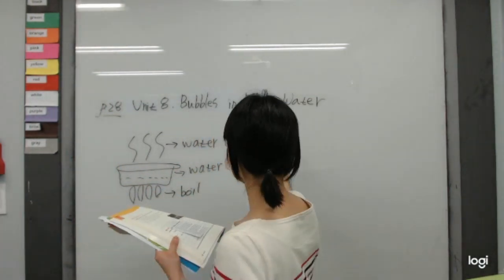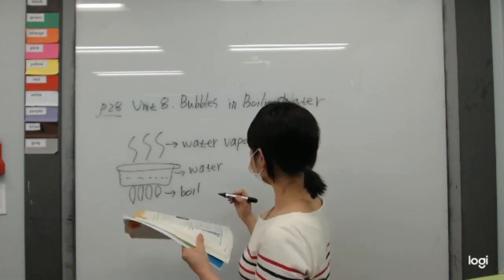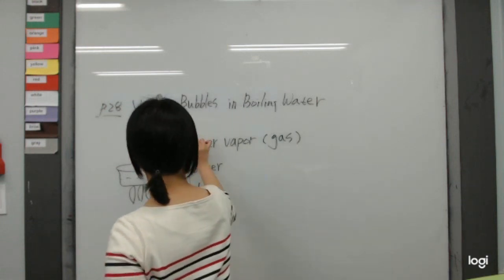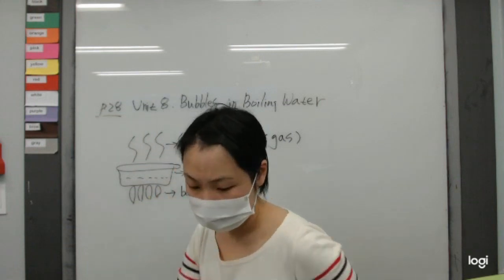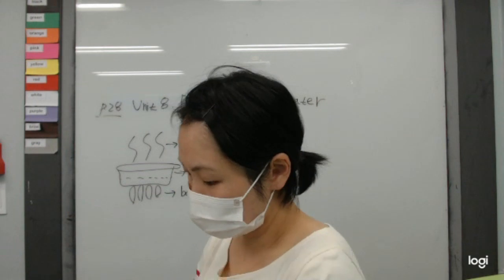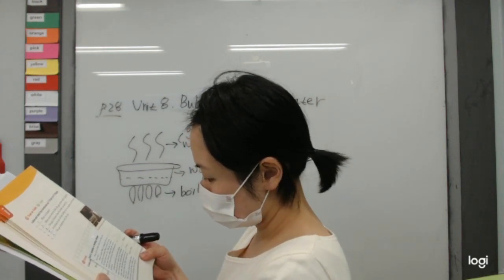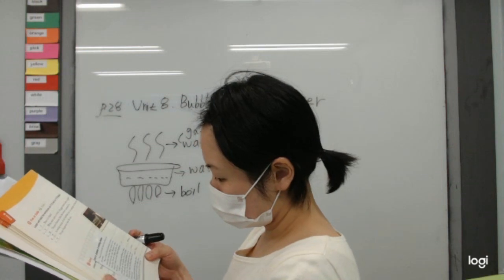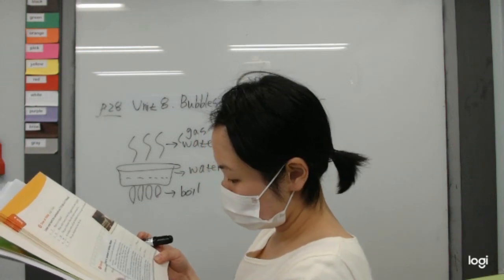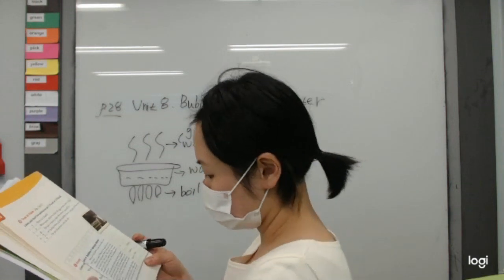Where do the bubbles come from when you boil water? Water is a liquid. When it is heated, it moves around faster and faster. When it starts to boil, the liquid turns into a gas. This gas is called water vapor. This gas is lighter than the water around it. It rises to the top. Then it disappears into the air.